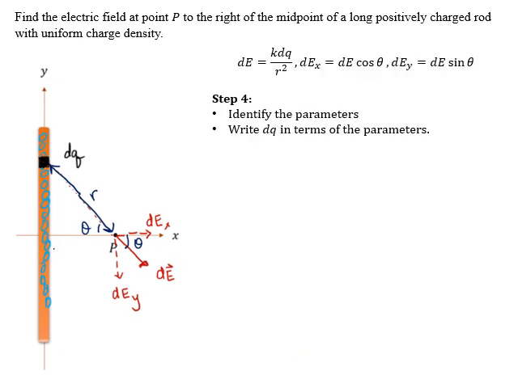Step 4 is going to take us a little bit of time. First, we'd like to identify the parameters and then write dq in terms of whatever parameters are appropriate. We've already got a coordinate system on here. X is horizontal, Y is vertical, and we've placed the origin at the center of the rod. Okay, so there's our coordinate system. So then let's call X the distance from the midpoint to point P. So X is the horizontal distance.